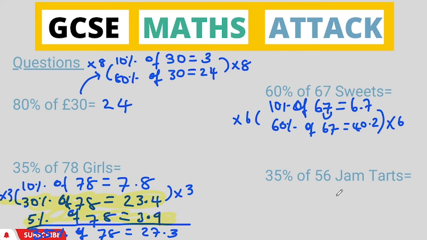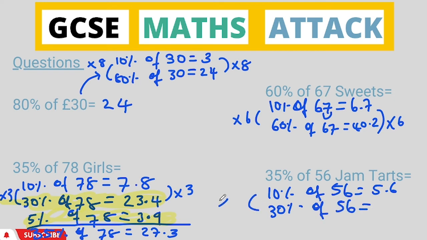So 35% of 56. So 10% of 56 is going to be 5.6. 30% of 56, you're going to times your answer by 3. That's going to be 16.8. 5% of 56 is going to be half of your 10%, so half of 5.6, which is 2.8.